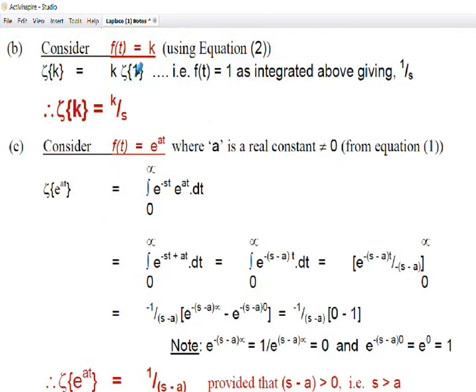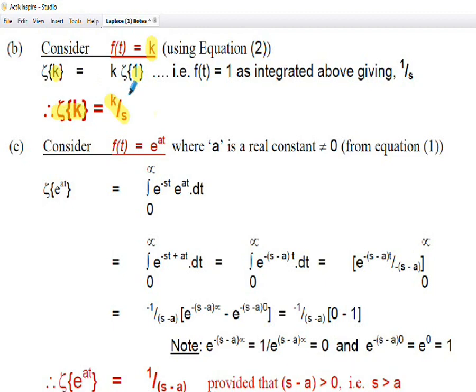If we now take the function of t to be, instead of 1, we're going to call it k, which could be any arbitrary number. Again, because it's a linear function, we've got 1 times k here, we can take the k outside and leave ourselves with the 1 inside the Laplace transform. The solution now is exactly the same as part A. The only thing that's different here is the solution for the Laplace of k is k upon s and not 1 upon s.